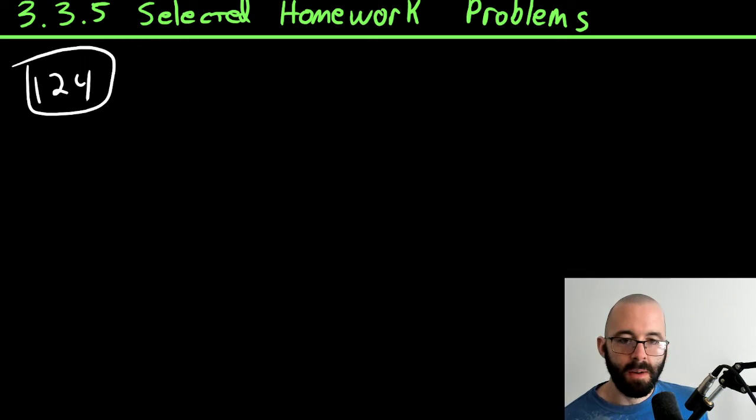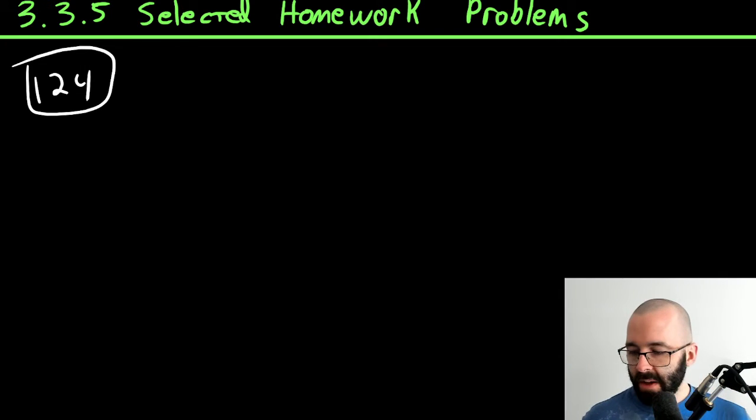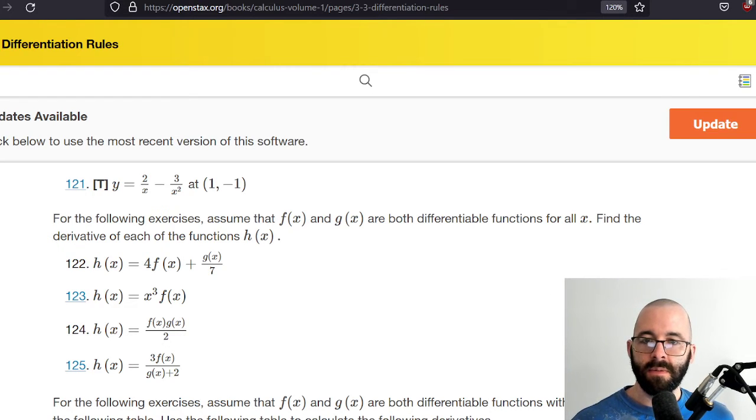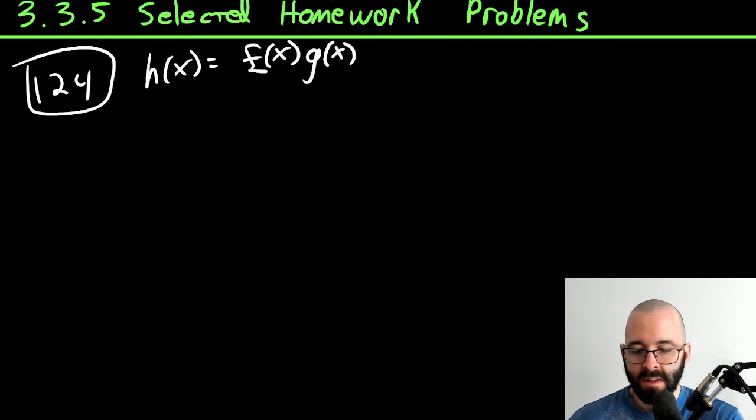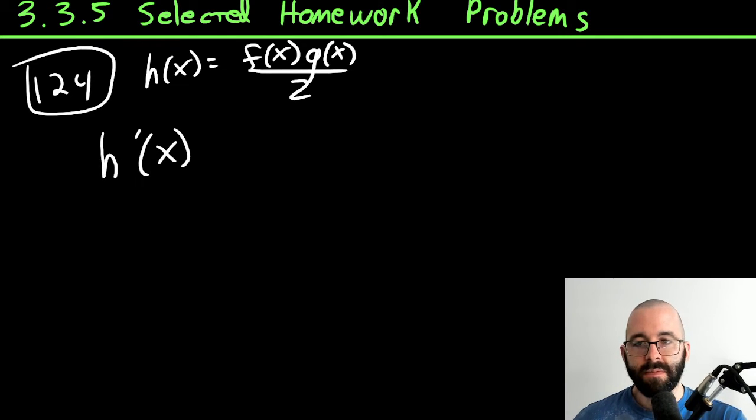All right, let's do some homework problems. So we're going to start with number 124 from the book, which says, assume f and g are both differentiable. They're differentiable for everything in their domain, for all x, actually. Find the derivative of the function h, where h is fg over 2. We're looking at 124. H of x is f of x times g of x over 2. And we want to know what h prime of x is.